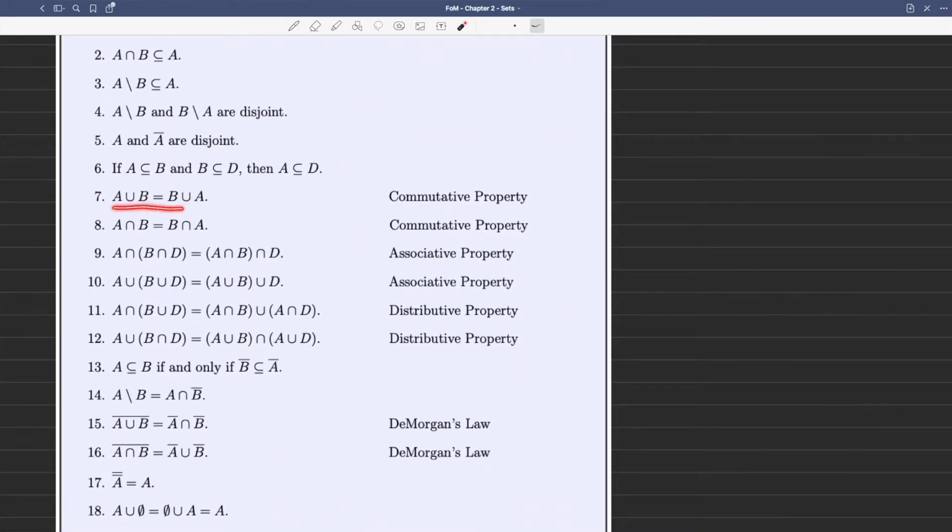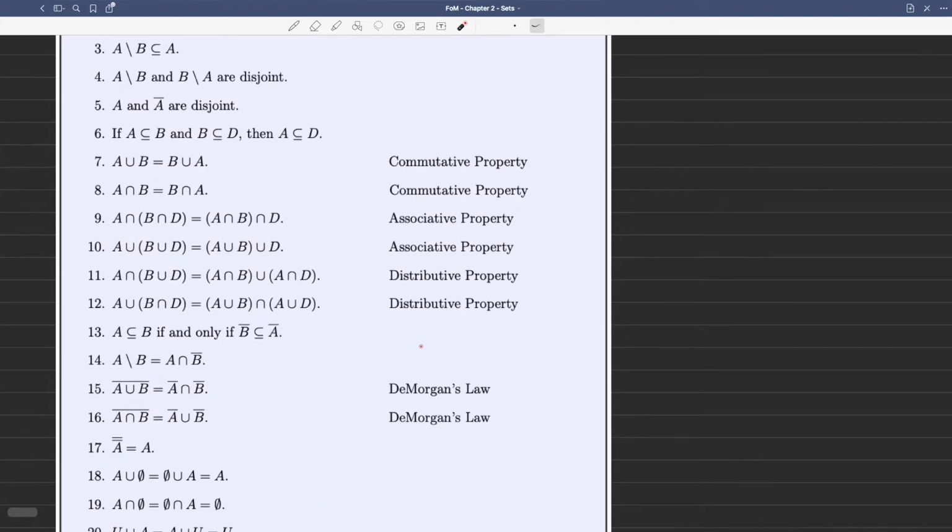Things like commutativity for union and intersection. We also have some associativity properties for intersection and union. We have some distributive properties here. Intersection distributes over union, and union distributes over intersection. Those don't seem as obvious, but they are something that we can prove, and they're useful properties to keep in mind.